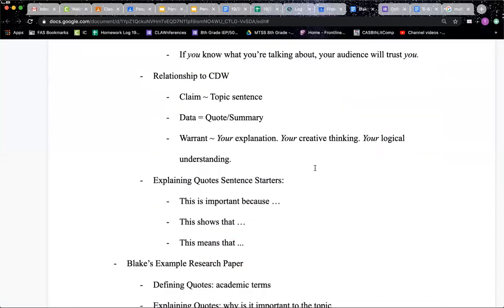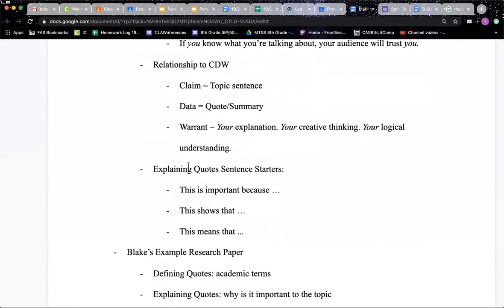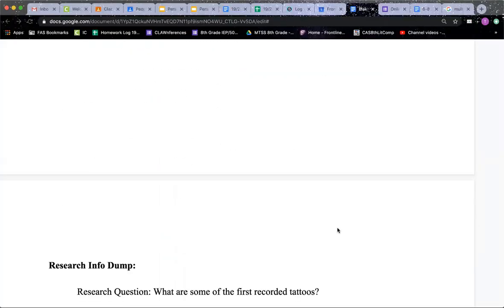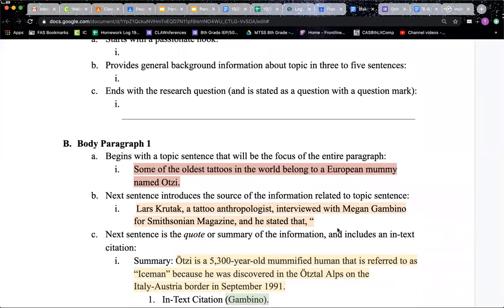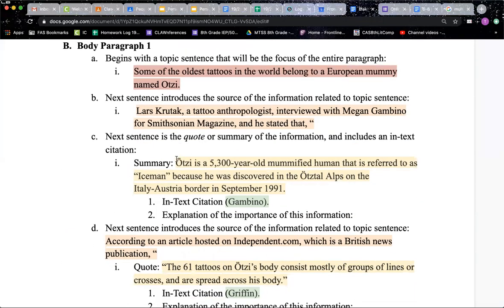So now I need to start using these sentence starters. This is important because this shows that, and this means that, to start explaining these quotes. Let's take a look at that. So I'm going to scroll down to find my first quote, and I'm going to explain why I personally think that it is important. Here we go. Otzi is a 5,300-year-old mummified human that is referred to as Iceman because he was discovered on the Oztal Alps on the Italy-Austria border in September 1991.